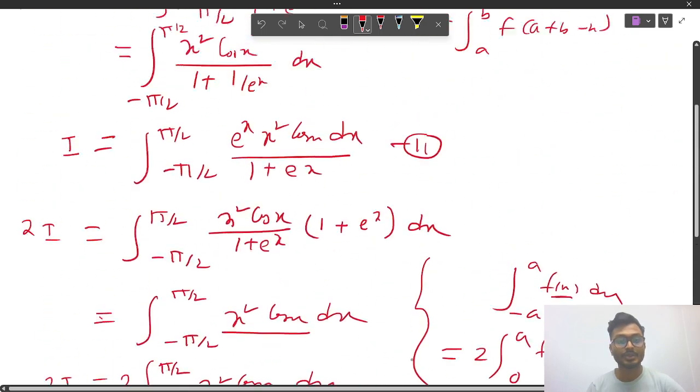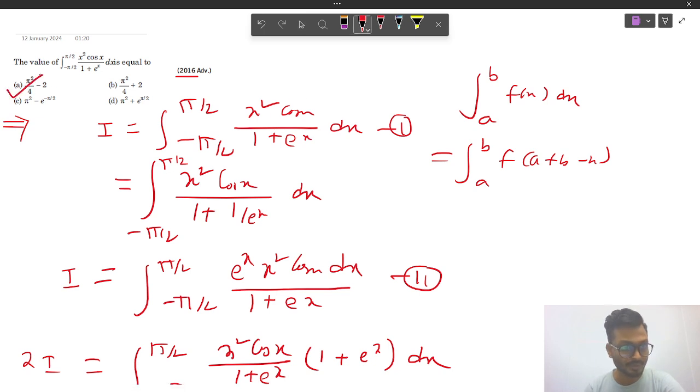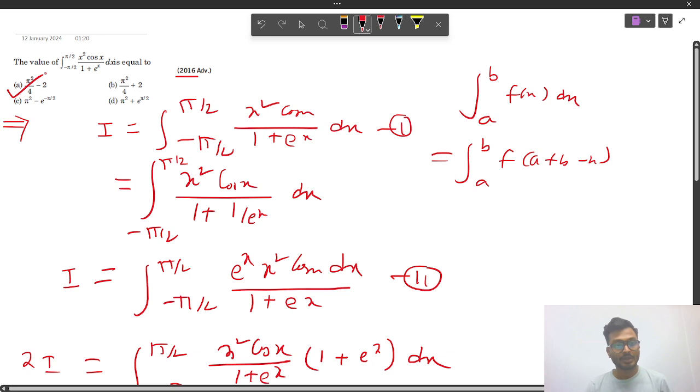Let us check which option was correct. Our first option was correct, so this is the correct option. So this was the first question I explained.